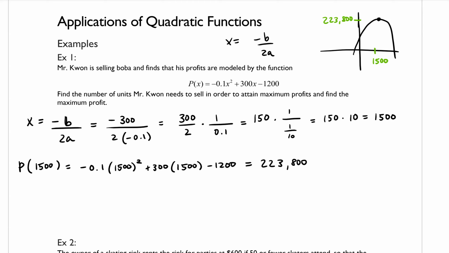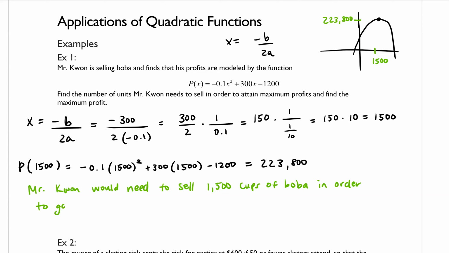mean. So we would say, Mr. Kwan would need to sell 1,500 cups of boba in order to gain a max profit of $223,800. That's a lot of money, so I gotta get working on selling that boba. Okay, let's move on to example 2.